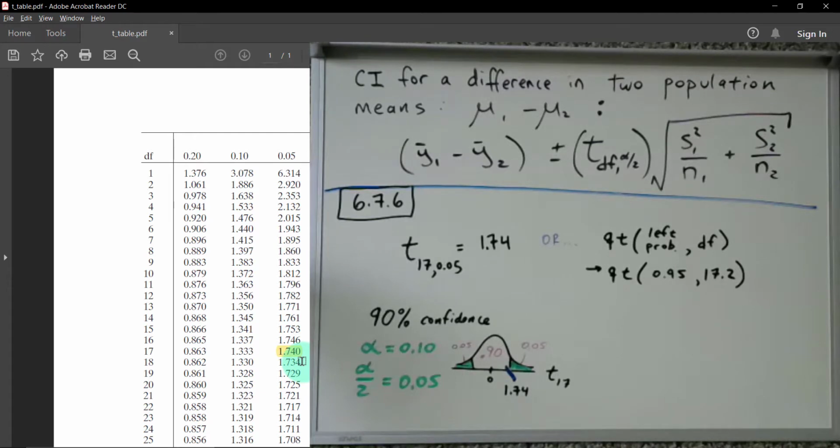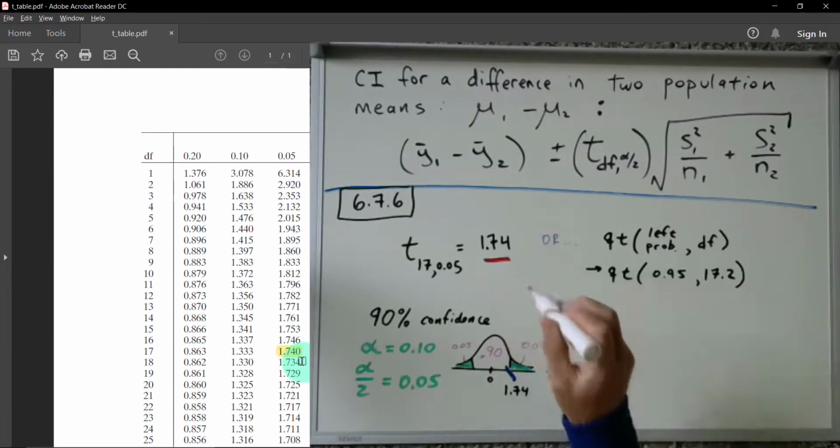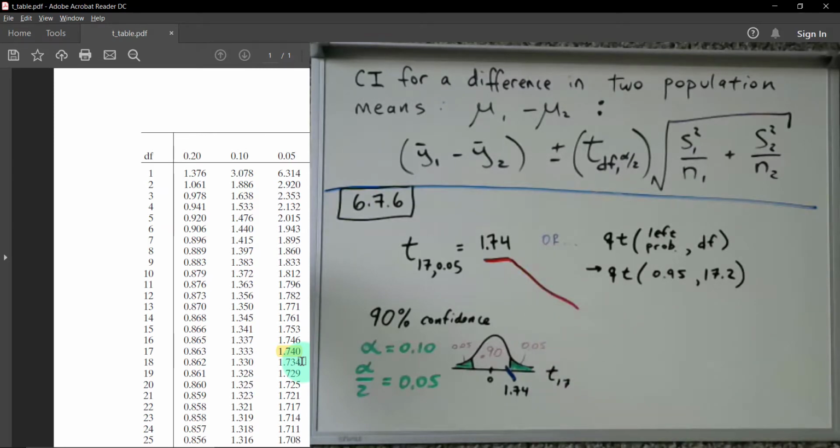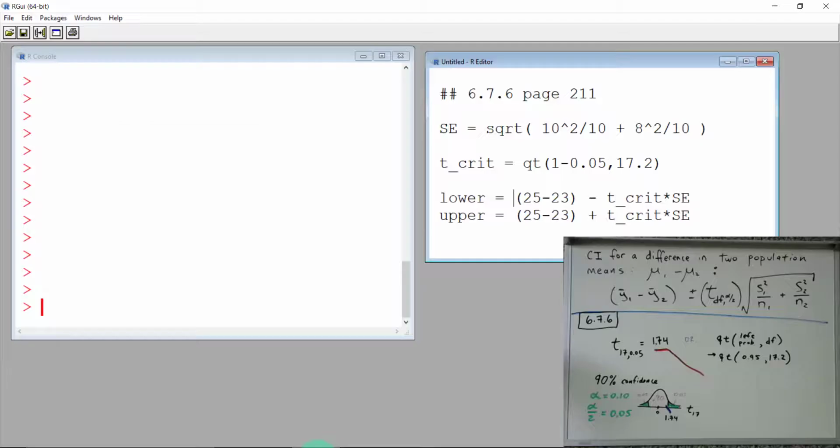So let's go cruise over into R and see that when we type this QT function in, we get something pretty dang similar to 1.74. It's not going to be exact, but it should be pretty dang close. I've already got some stuff written here, so I'm calling this T-crit.